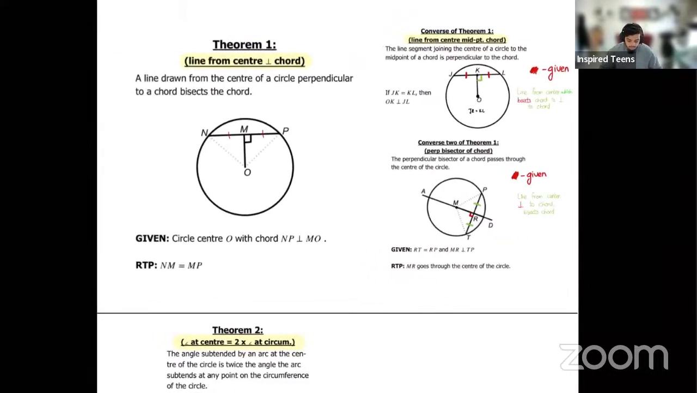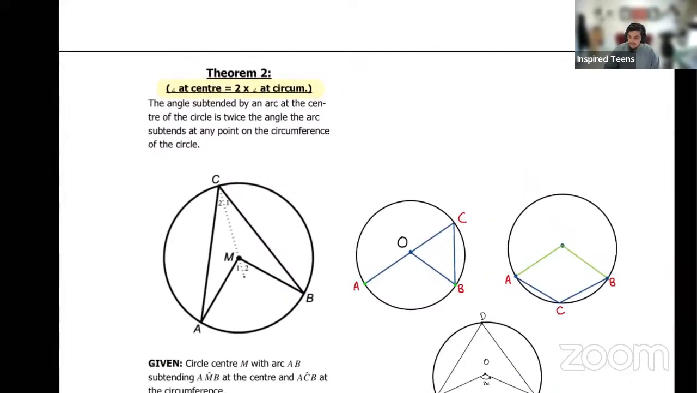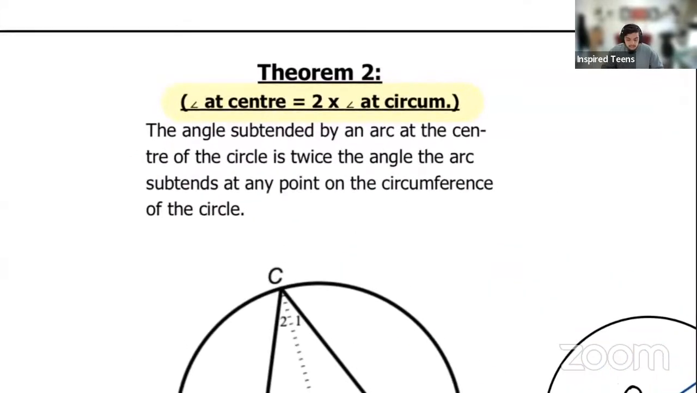Let's move on. This one is theorem 2, which says angles at center, that little annotation represents angles, equals 2 times angles at circumference. That's a multiplication. Angle at center is equal to 2 times angle at circumference. The angle subtended by the arc at the center of the circle is twice the angle the arc subtends at any point on the circumference of the circle.